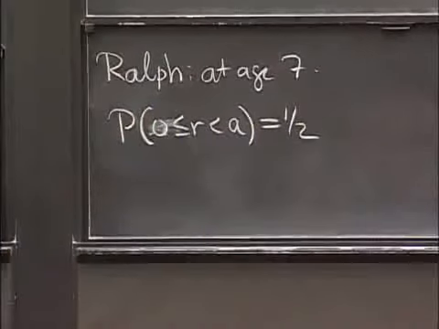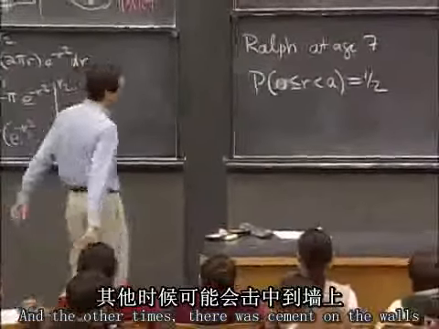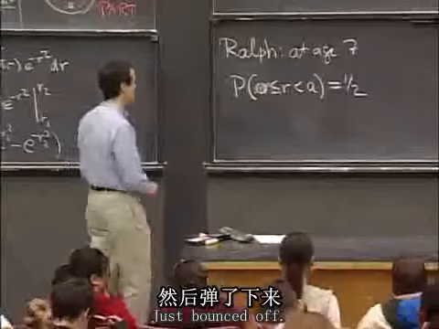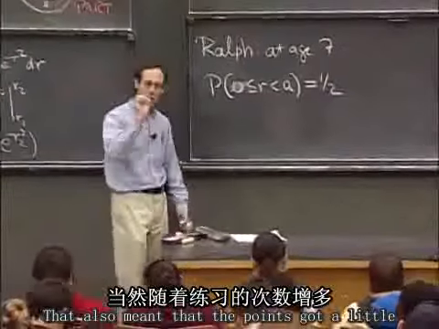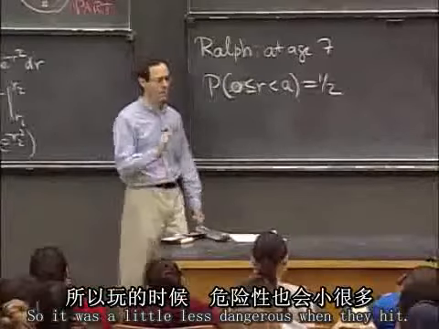All right? So he hit the target about half the time, and the other times, you know, there was cement on the walls of the basement. It wasn't that bad. It just bounced off. That also meant that the points got a little blunter as time went on, so it was a little less dangerous when they hit you.